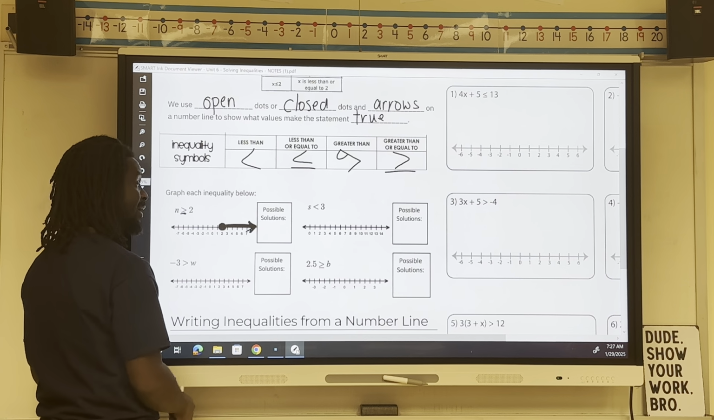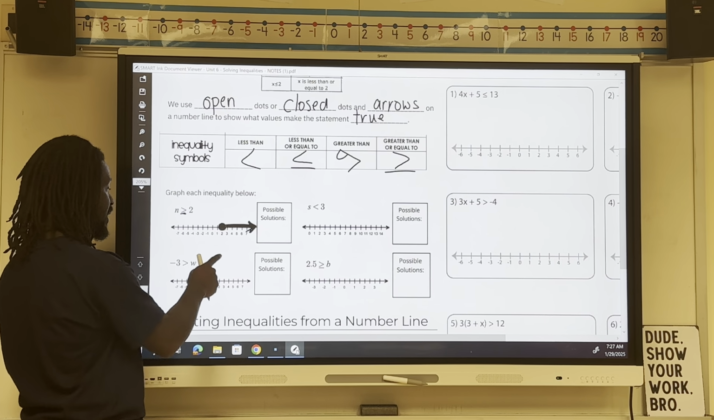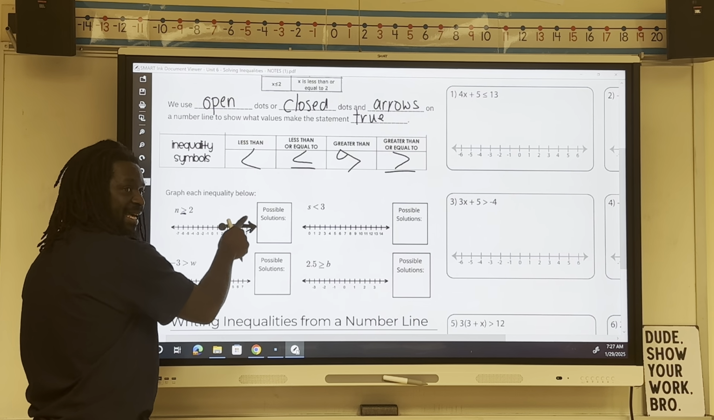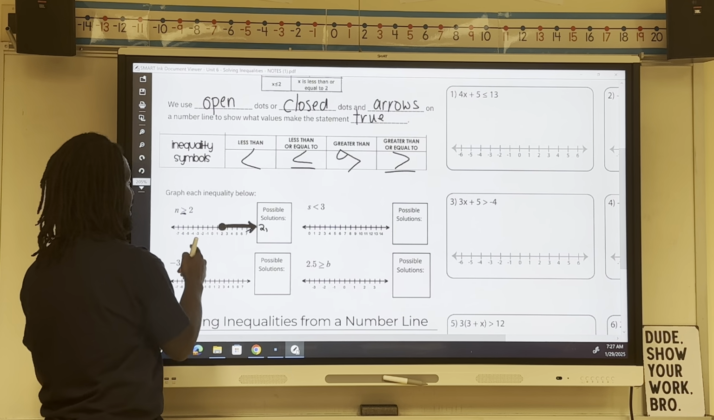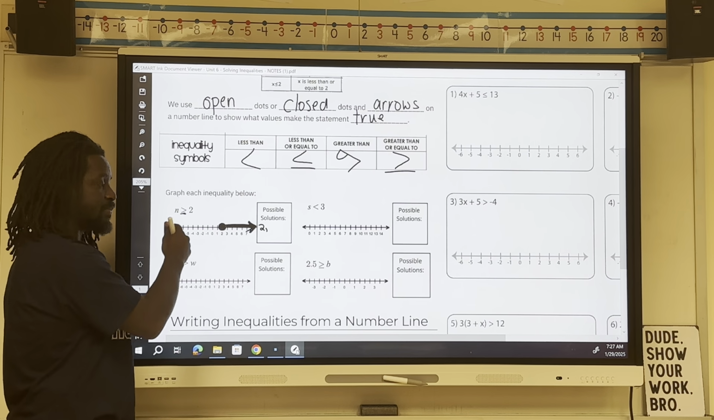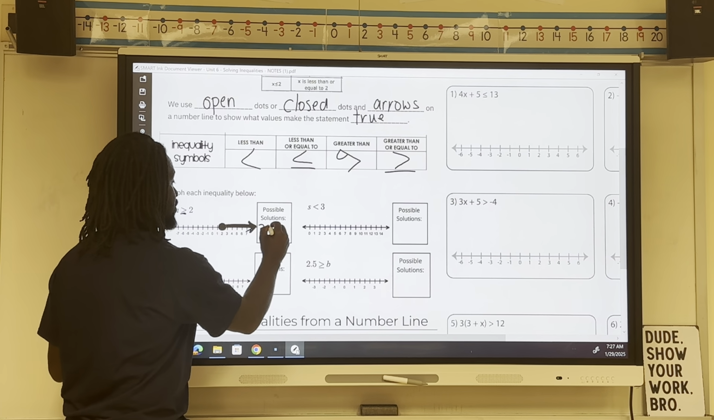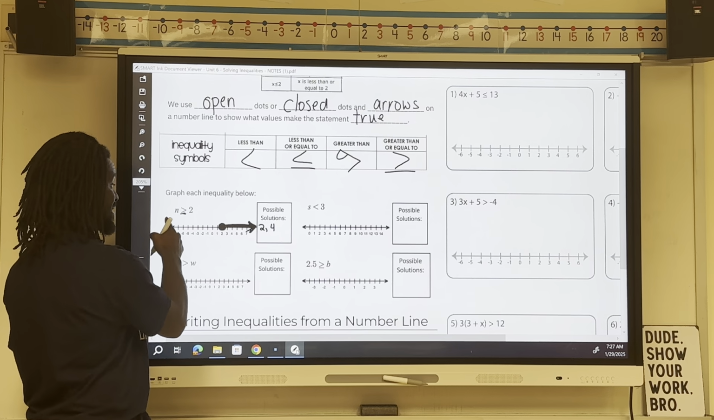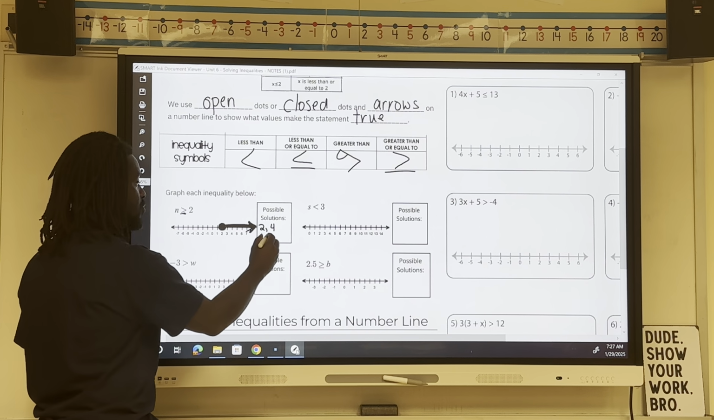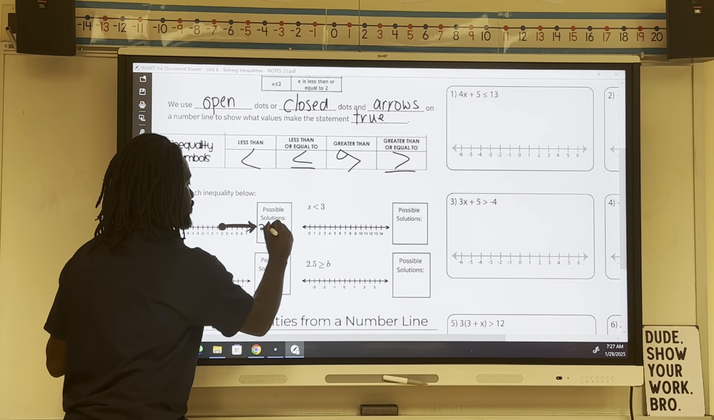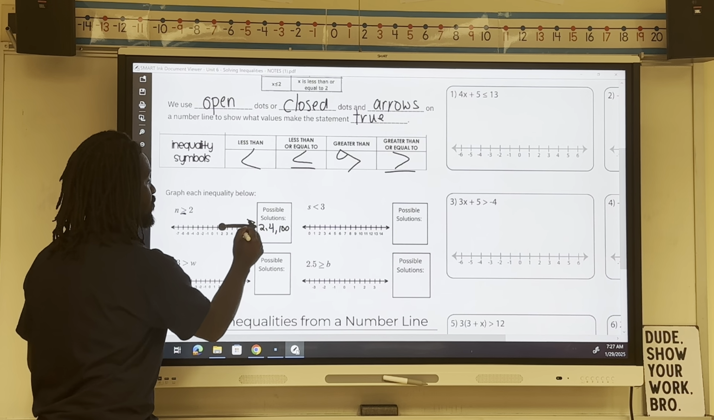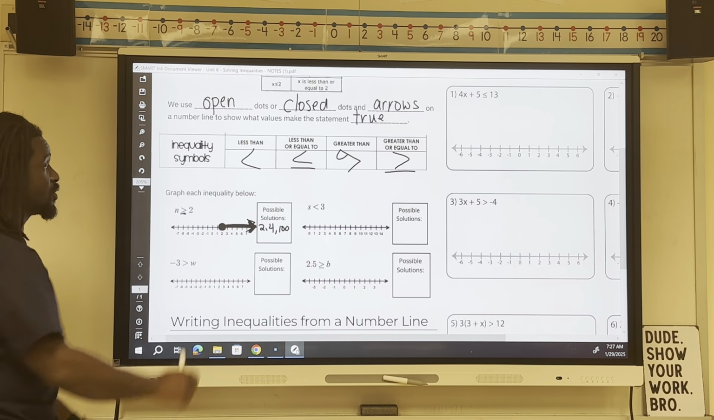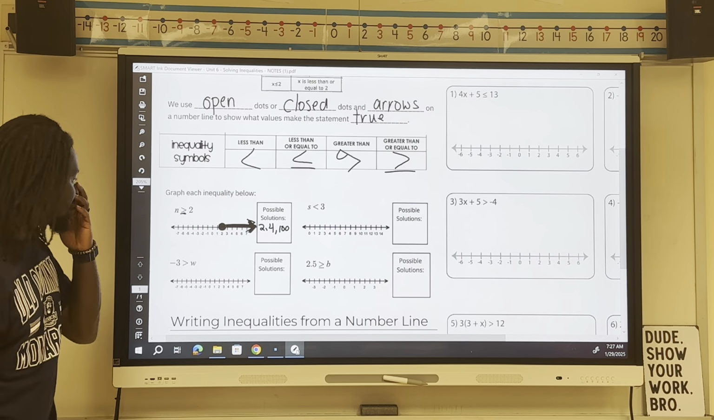Well, what are some possible answers to that inequality? Everything that is shaded. So n could be 2, and that would be true. n also could be 4, and 4 would be greater than 2. It also could be 100. See, again, the shaded arrow means it goes on forever. Everything to the right. All right, let's look at the next one.